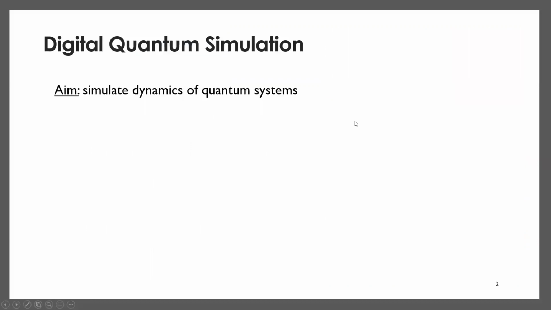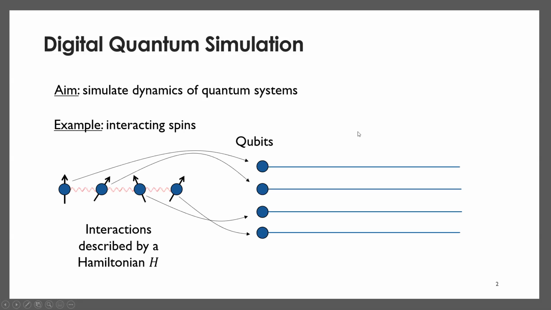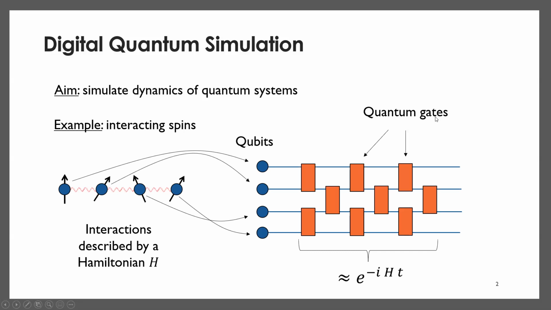So the aim of digital quantum simulation is to simulate the dynamics of a quantum system on quantum computers. For example, if we have some interacting spins that are described by a Hamiltonian H, then the first thing we should do before we run this simulation is to map these spins onto qubits on a quantum computer. We will then use some elementary quantum gates of the quantum computer to simulate the dynamics of the system.